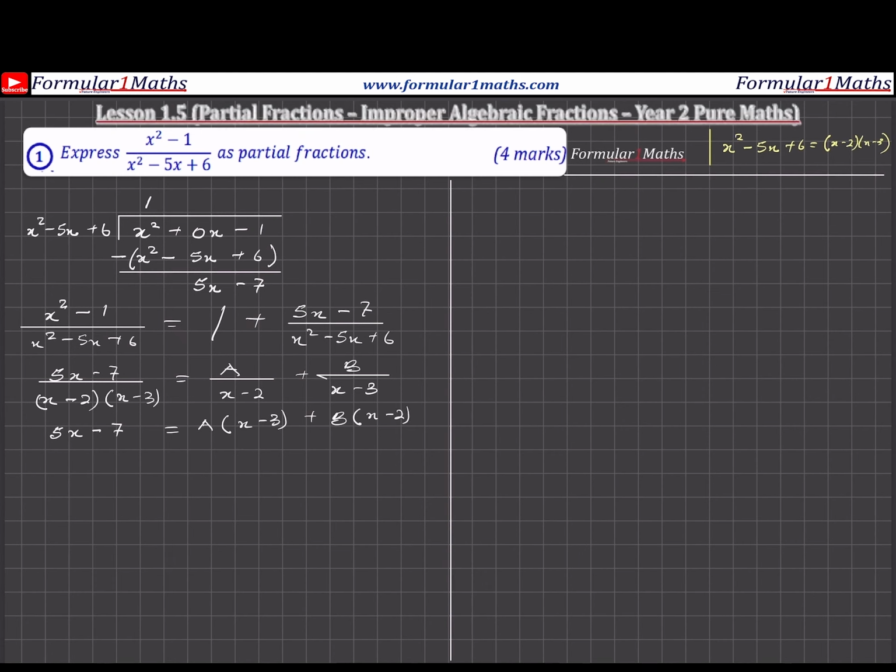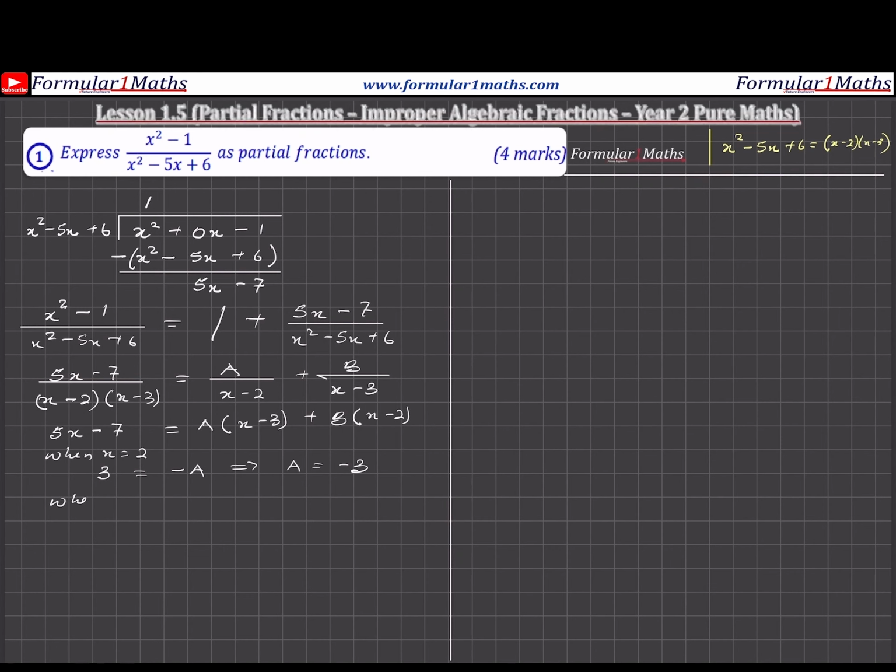Now I'll do my substitution appropriately. So when x is equal to 2, then I'll have 3 on the left-hand side, because 5 times 2 is 10. 10 minus 7 is 3 equals to, and this will be eliminated because 2 minus 2 is 0 and 0 times b will be 0. And so if I put 2 here, I'll get 2 minus 3 is minus 1. And so I have minus a, which implies that a is equal to minus 3.